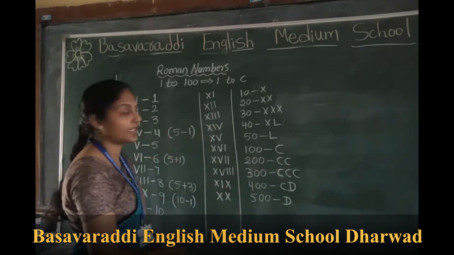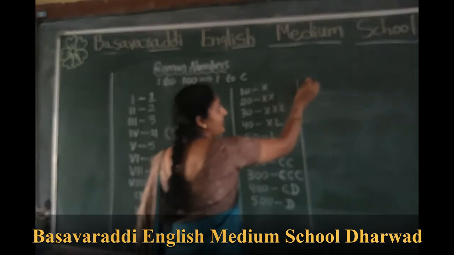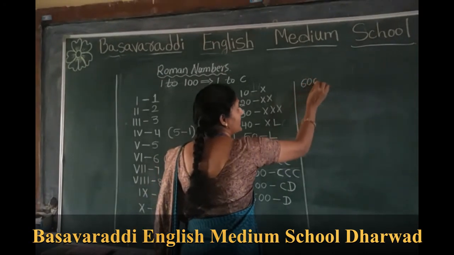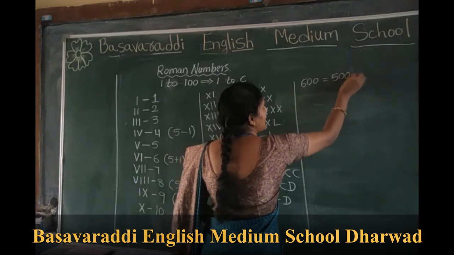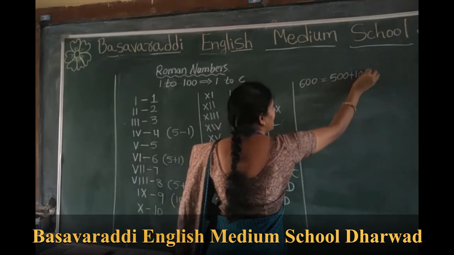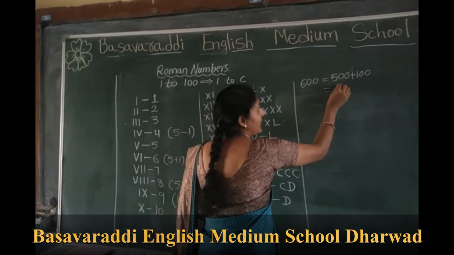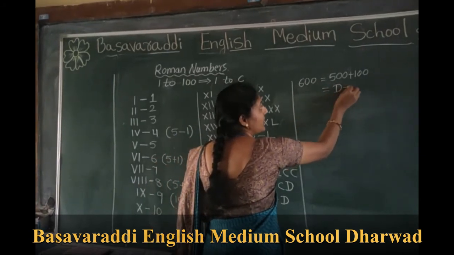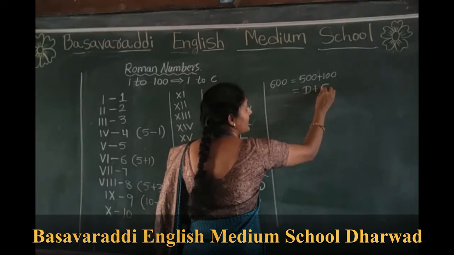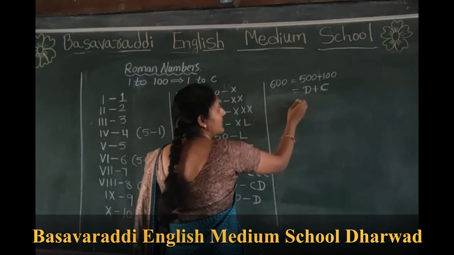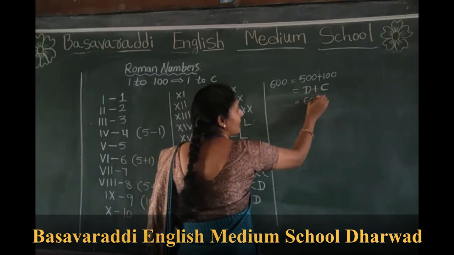Then how to write the 600? 600 is nothing but 500 plus 100. It means in the Roman numeral, the value of the D is 500. The value of the 100 is C. So it means D plus C is equal to 600.